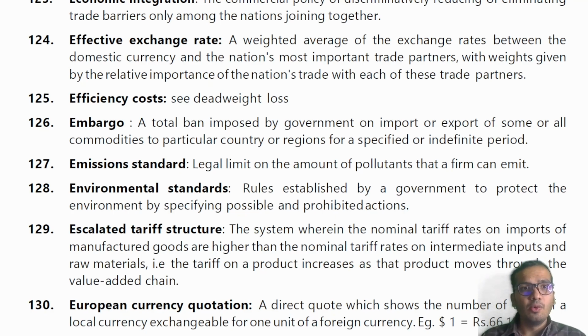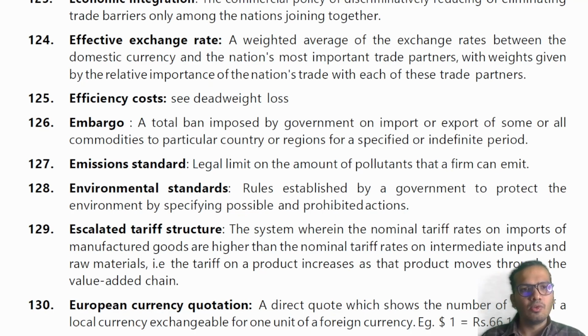Then comes effective exchange rates. So a weighted average of the exchange rate between the domestic currency and the nation's most important trade partners, with weights given by the relative importance of the nation's trade with each of these trade partners. Then comes efficiency cost. So also they have written it as dead weight loss.